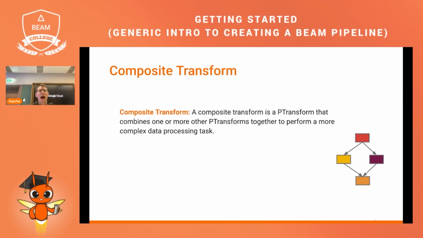Composite transforms are a higher level of P-transforms that are built upon other transforms. So whenever certain data processing logic has to be applied on multiple occasions within a pipeline, you can define a composite transform that contains various other transformations, and you just apply it instead of having to write the whole transform tree again.